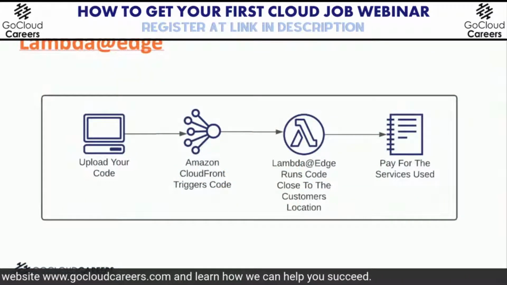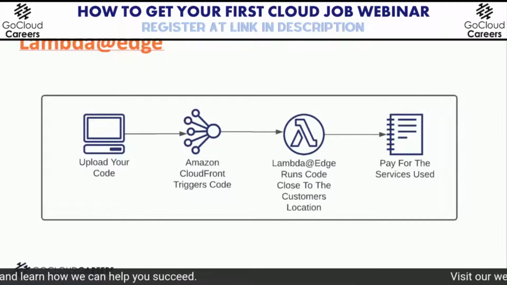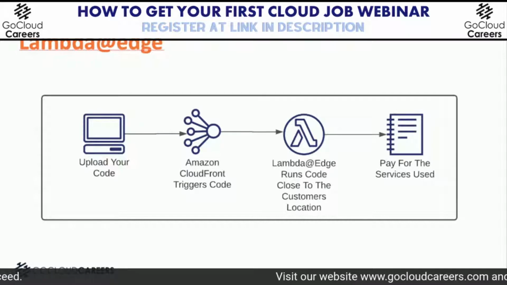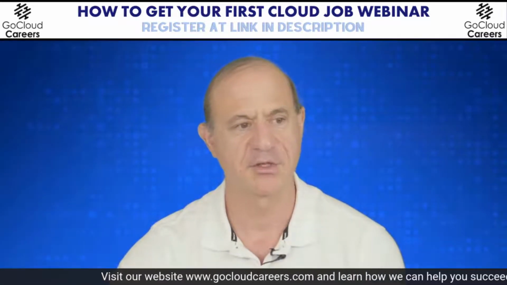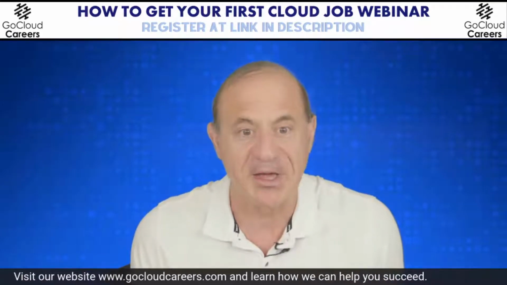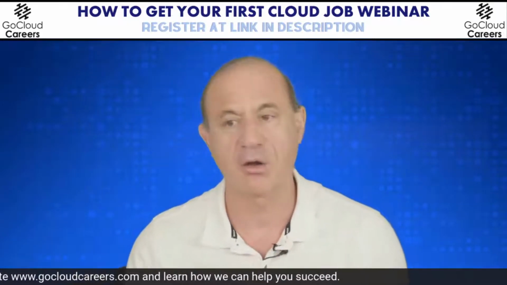So same Lambda code, same system, but now it's running by CloudFront as opposed to our system. We upload our code. CloudFront can trigger a Lambda function, and Lambda runs the function, and then you pay for it. Here's the key with these Lambda functions. They can get real expensive real fast, but they are also great.